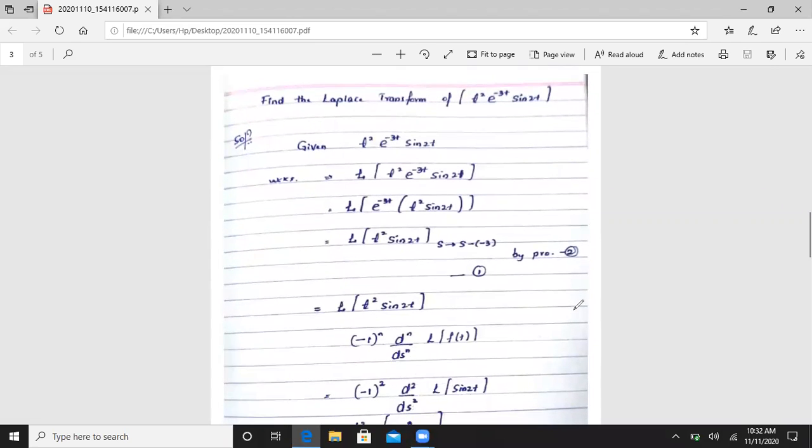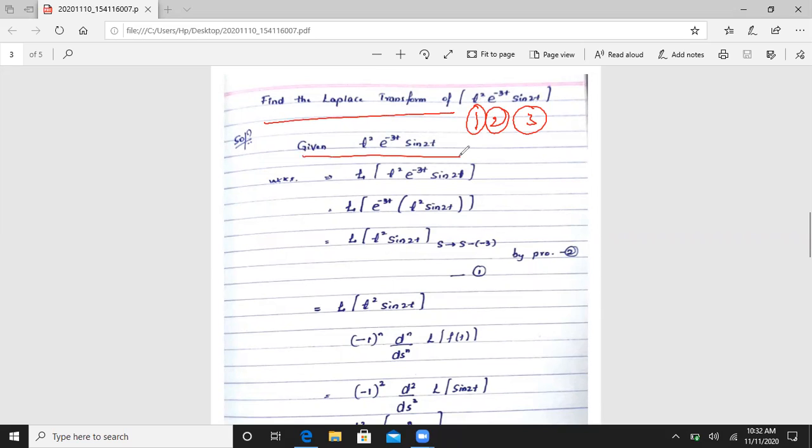Okay, we will go for the next problem. This is an important one. Find the Laplace transformation of t square e to the power minus 3t into sin 2t. There are three functions in this equation, so you have to solve carefully.